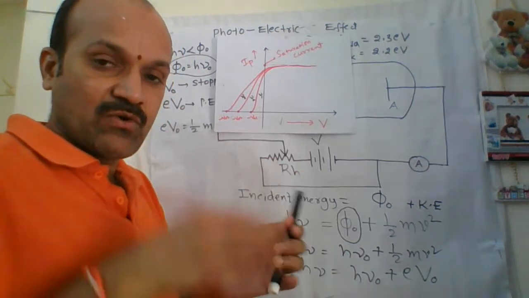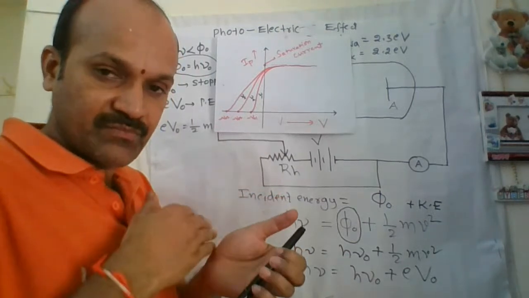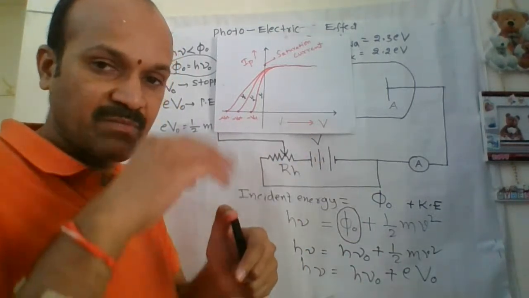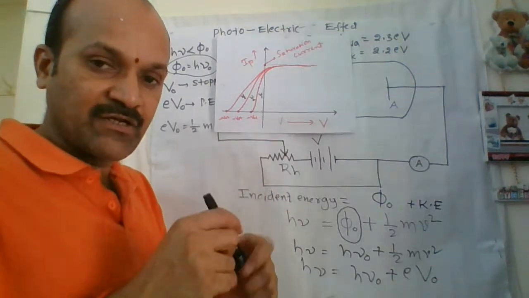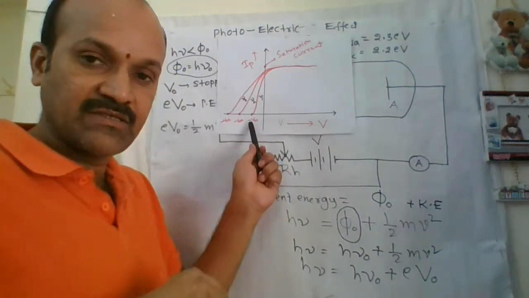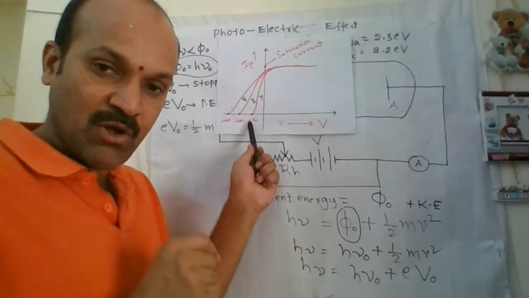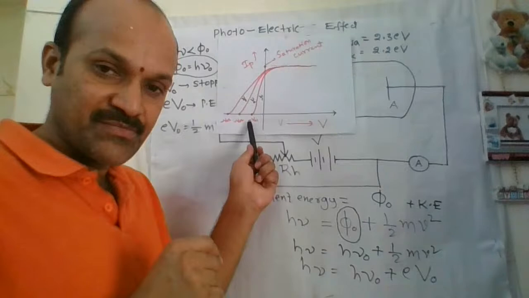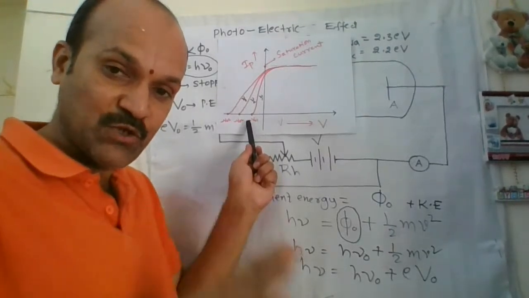Right. So when light nu1 is incident on the metal, if you apply the potential difference, some current will flow. And if you apply in opposite direction, it has some stopping potential. Nu1 has some stopping potential. Metal we did not change. Nu2 has some stopping potential.